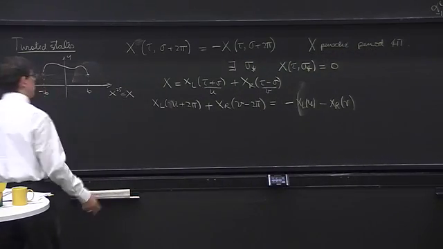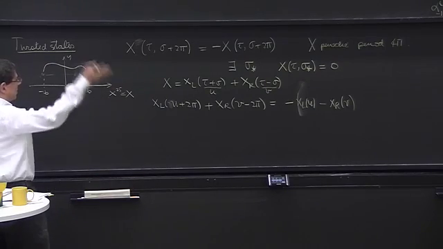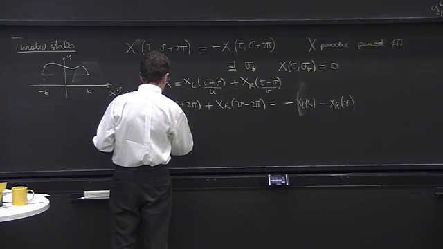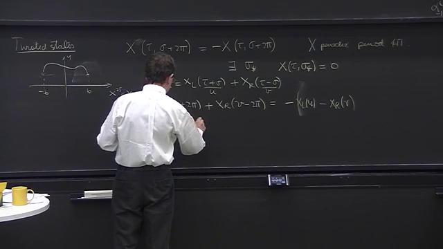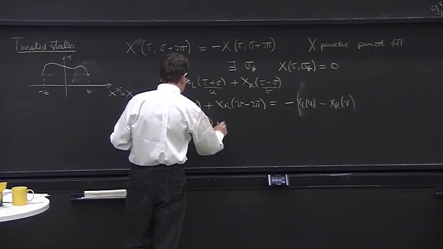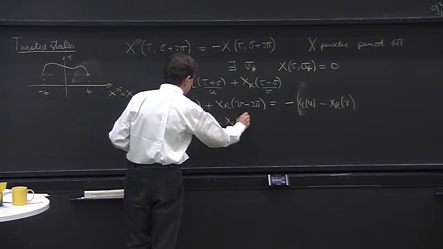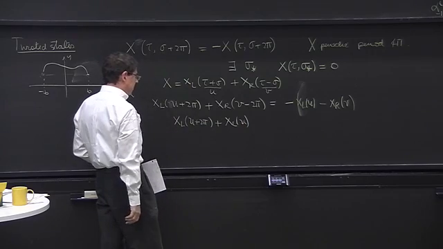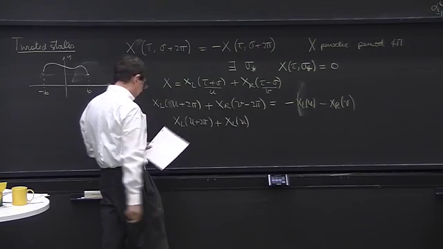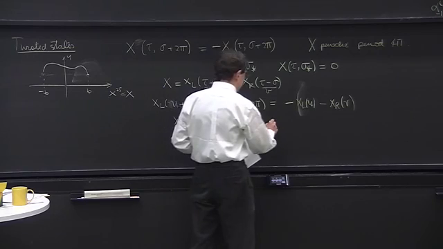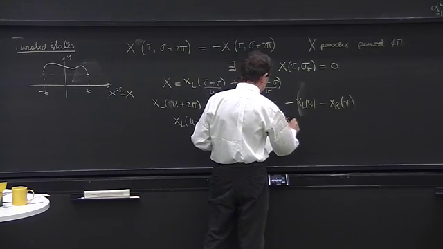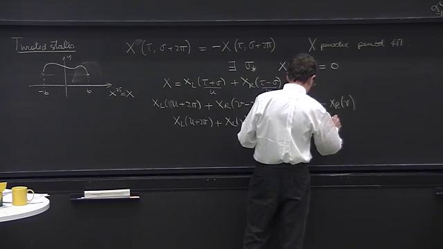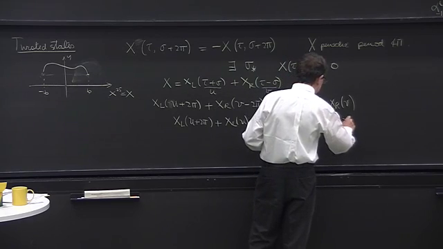As before, we put all the things with u on one side and all the things with v on the other side. So we have x left of u plus 2 pi plus x left of u. This before we had the failure of periodicity. This is sort of crazy. It's the sum of these two things. On the other side, we have minus x right of v plus x right of v minus 2 pi.